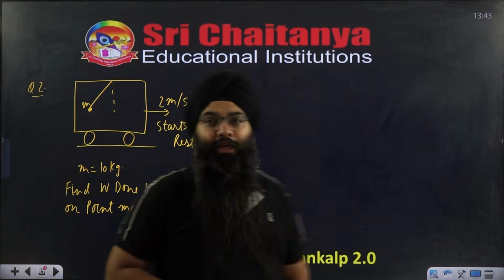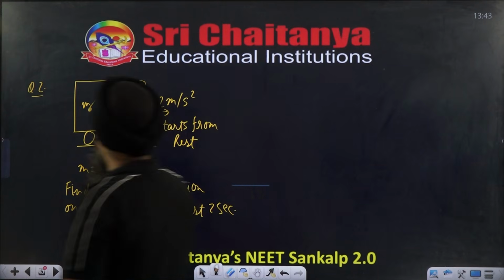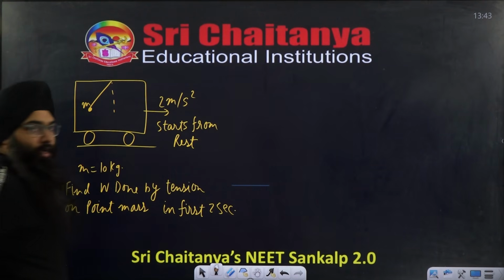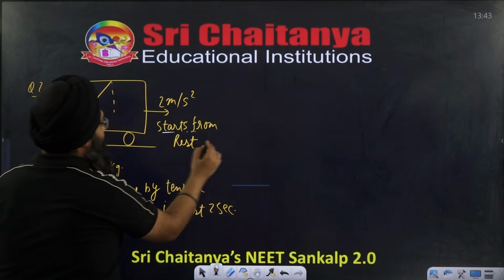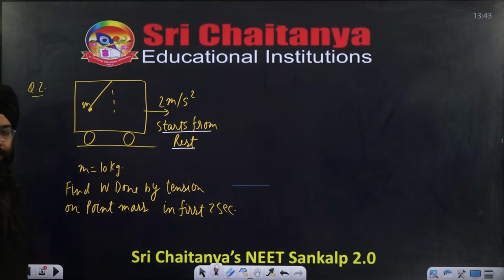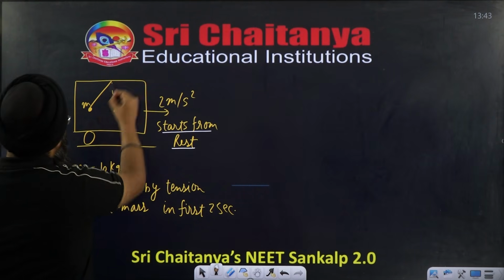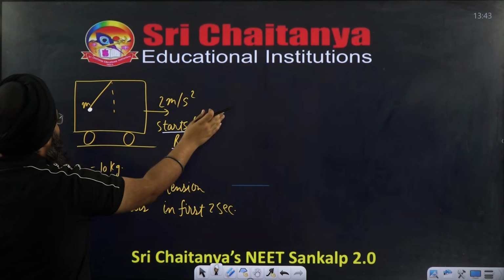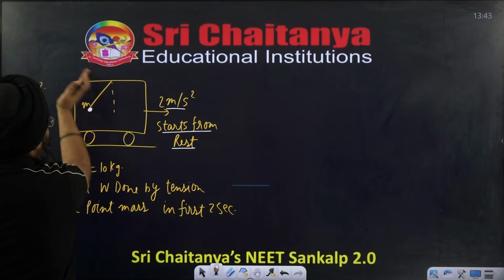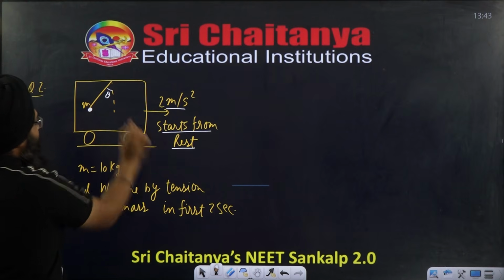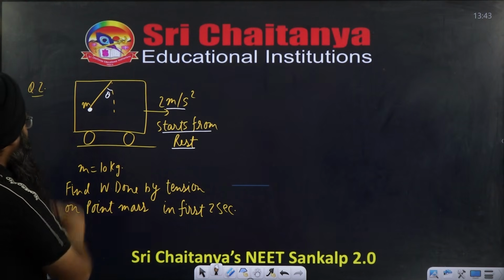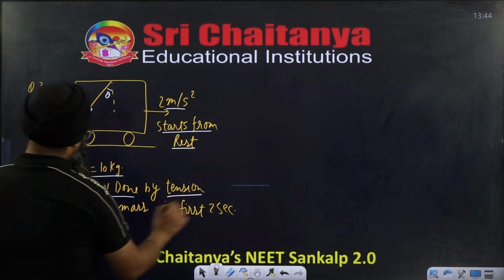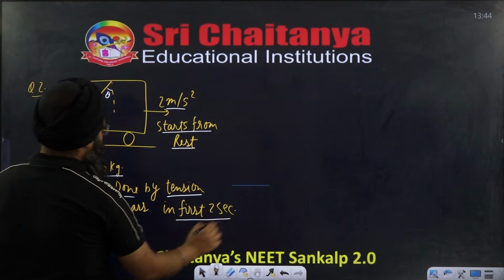In this question, basically there is a cart and that cart is moving with acceleration 2 meter per second square, starting from rest. That means initial velocity is 0. And there is a string having a mass m, and because the cart is moving with acceleration, obviously the string will go somewhat backward. This angle will be theta. Mass is given as 10 kg. They are asking you to find the work done by the tension on the point mass in the first 2 seconds.